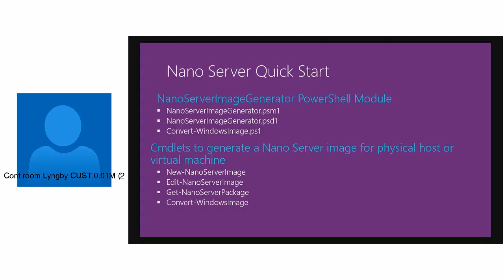Then that module contains a couple of functions, not actually cmdlets, but functions. New-NanoServerImage is what you will use to create a Nano Server image. Then if you realize that you missed something, you can use Edit-NanoServerImage. You have Get-NanoServerPackage to see what are the available packages that you can add to your Nano Server image. And you have that mentioned Convert-WindowsImage function.